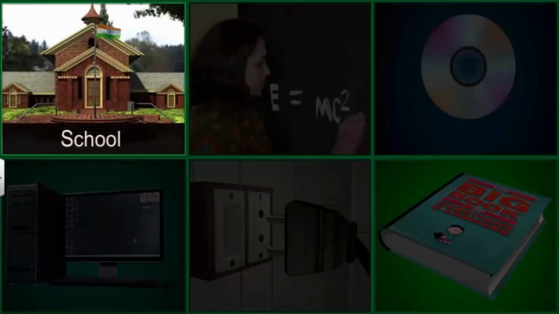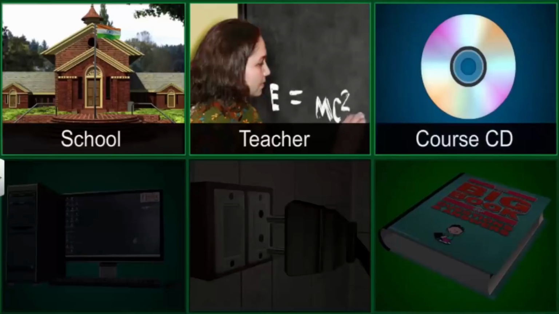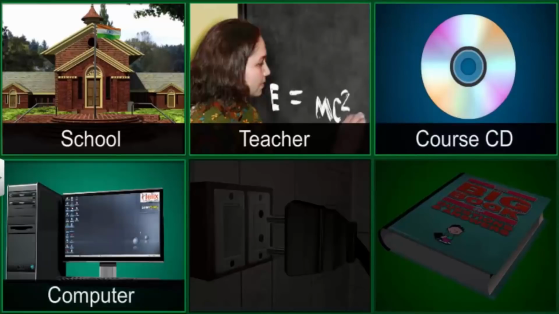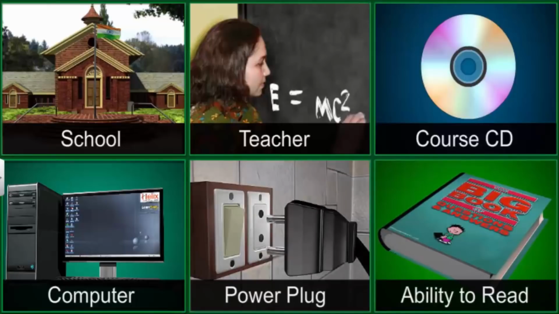Your school where you can sit and watch this course, your teacher who can explain it to you, a CD that contains this course, a computer to run the CD on, electricity supply to run the computer, your own ability to read and write. These are just some of the things that allow you to go through this course. All these are examples of things that you use to satisfy your need for learning.